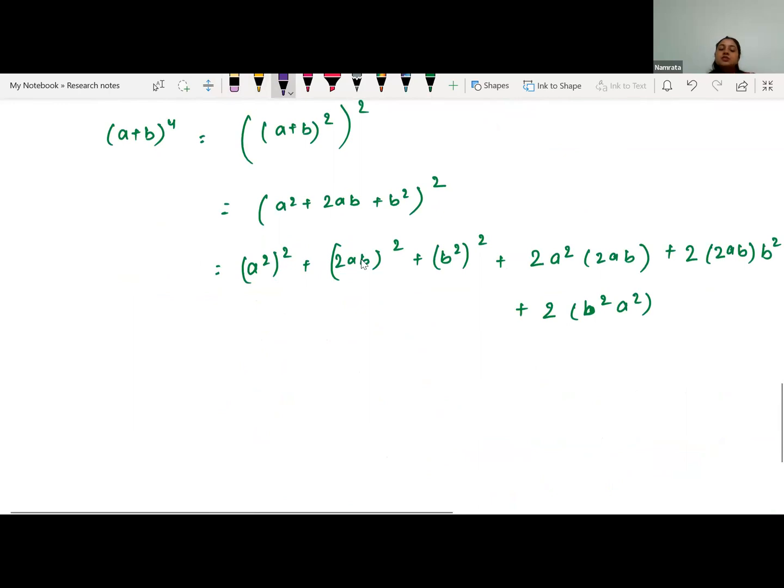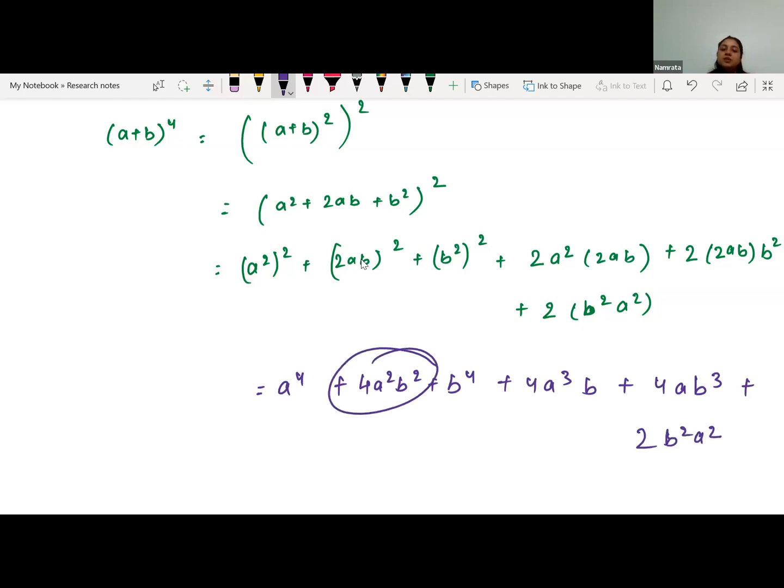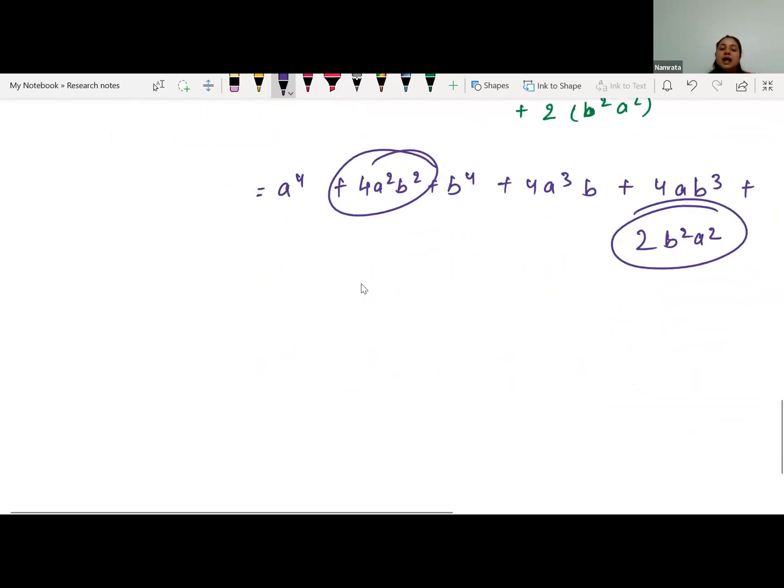Here if you will do the calculation and if you want to match this with your a plus b to the power 4, then it will be a to the power 4 plus 4a square b square plus b to the power 4 plus 4a cube b plus 4ab cube plus 2b square a square. This 4a square b square and 2b square a square will just get added, and we will be having a to the power 4, 6a square b square, plus b to the power 4, plus 4a cube b, plus 4ab cube. So this is the formula we have applied for breaking a plus b to the power 4.